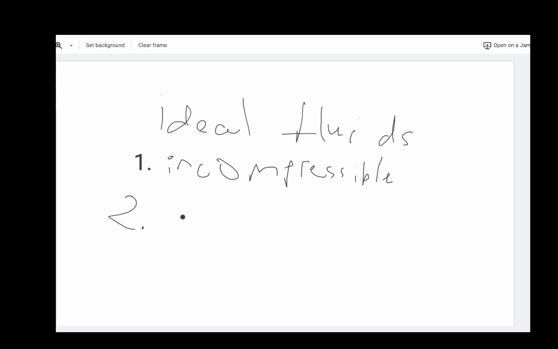All right. So we got it's incompressible, right? Second of all, there's no internal friction within a fluid, right? So no internal friction. What does this mean? Why is having no internal friction important? Why is it important? Viscosity.